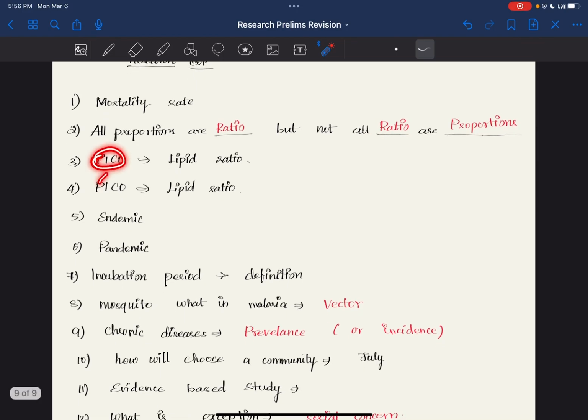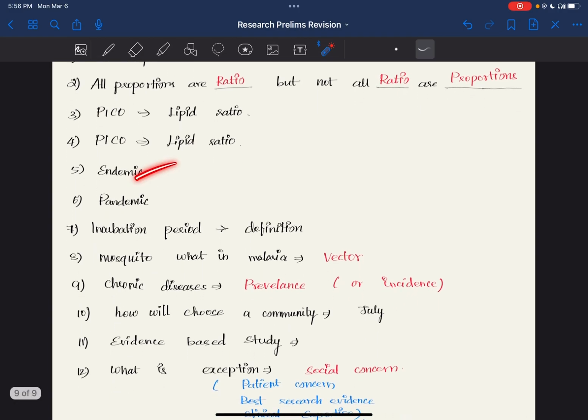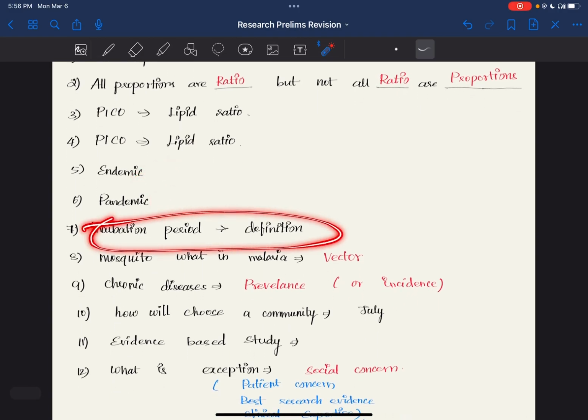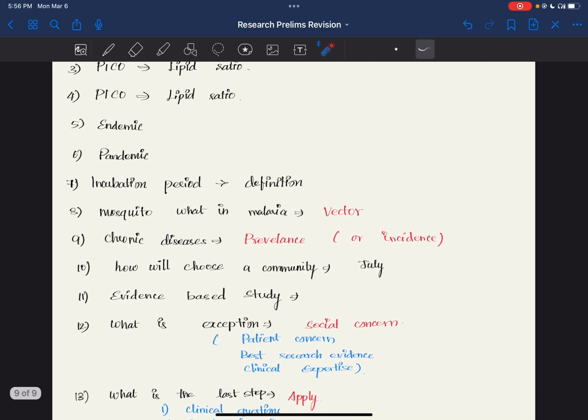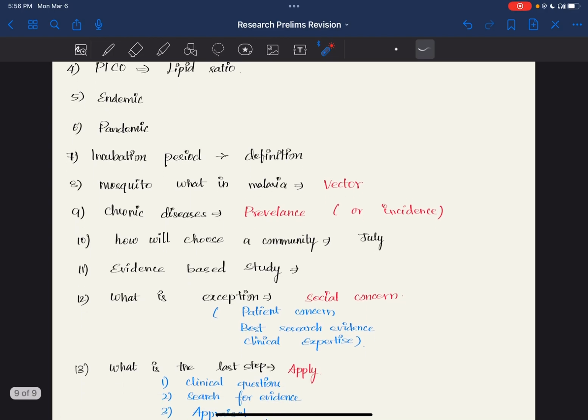Now, based on PICO, there were two questions, something related to the lipid ratio. Now you know the definition of endemic and pandemic. Incubation period definition is already there. Now, in malaria, what is the vector? The mosquito, it is the vector, right? Now, chronic diseases, prevalence or incidence. Based on the definition of prevalence or incidence, there was one question.